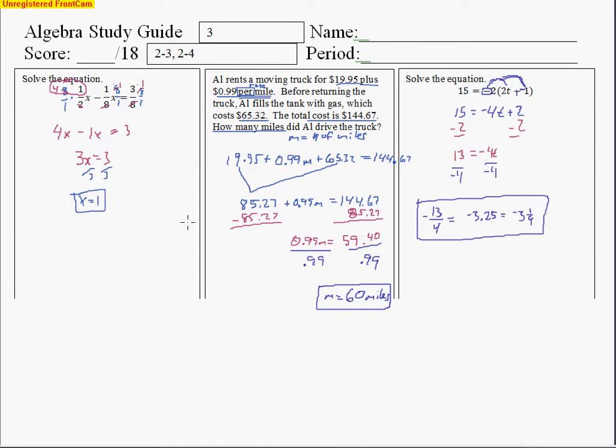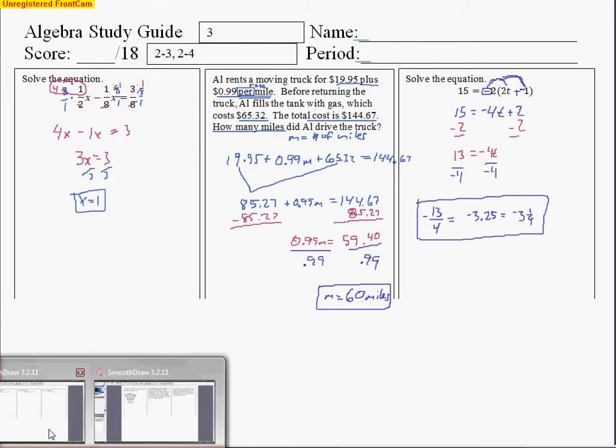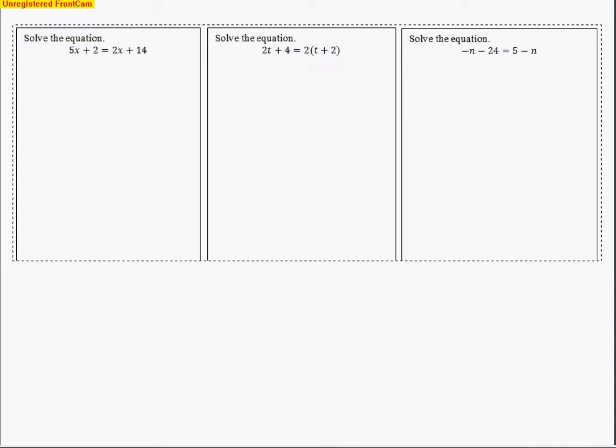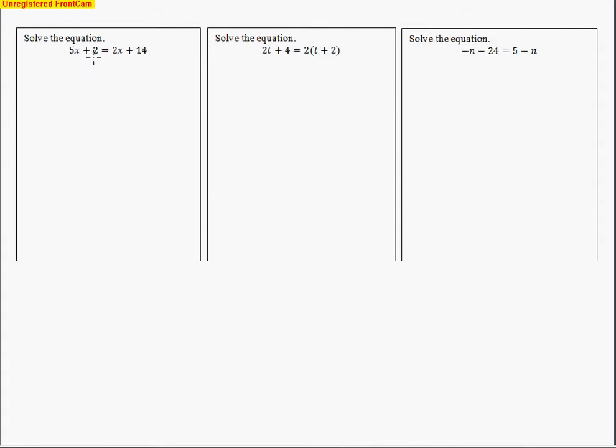Let's take a look at the next three problems. This next one asks us to solve an equation again, so we'll start moving some terms from one side to the next. It's an equation with two variables, and the variables are on both sides of the equal sign. When I subtract the 2x from both sides, it leaves me with 3x plus 2 equals 14. Then I move the 2 to the right-hand side, so I subtract that from both sides, which leaves me with 3x equals 12. Then I just divide by 3, and I get the answer, x equals 4.